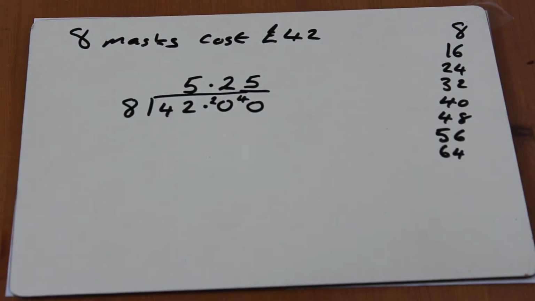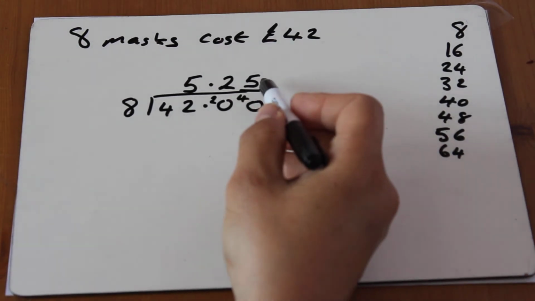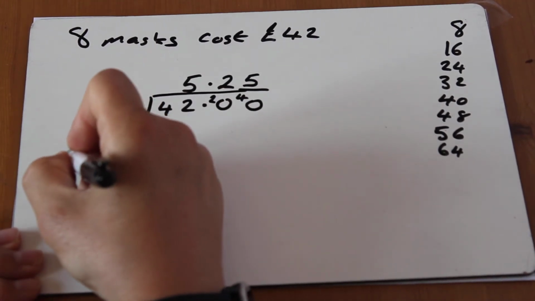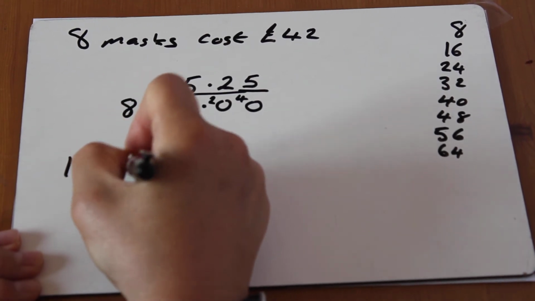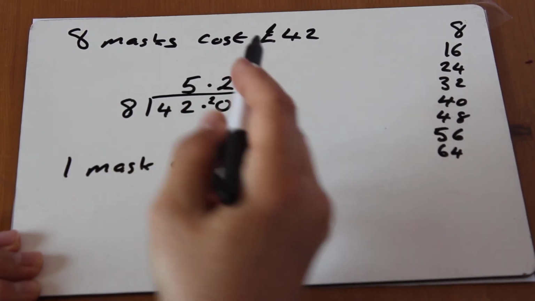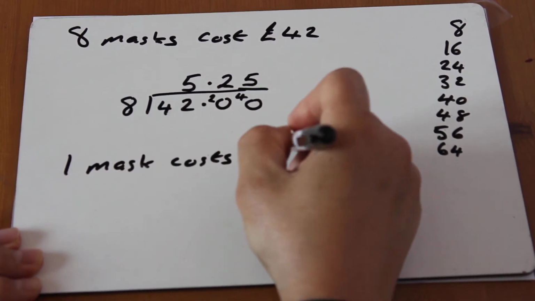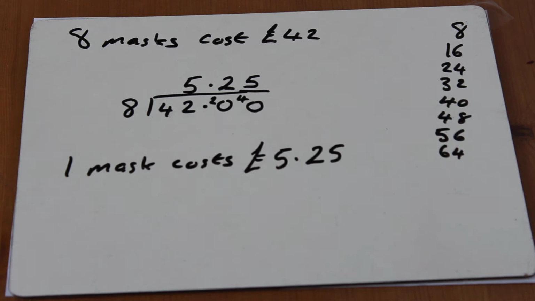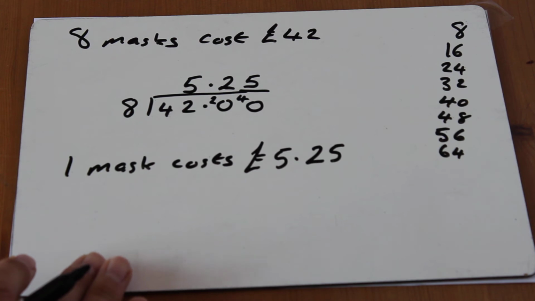You should find for all of these questions that they will stop after the second decimal point, because this is dealing with money. So now I write underneath, 1 mask costs, and this is my answer here, £5.25. Again, if you want to see that again because you came across something that you didn't quite understand, then just rewind on the video.